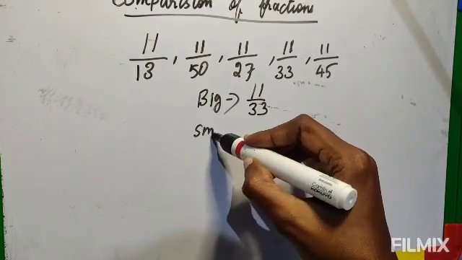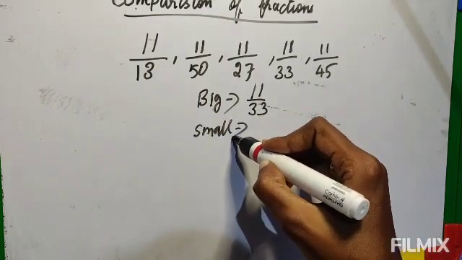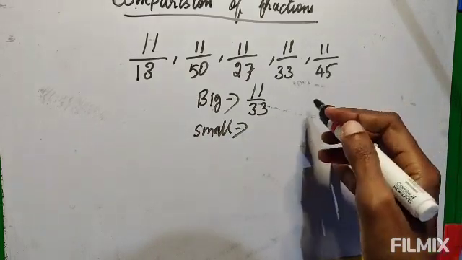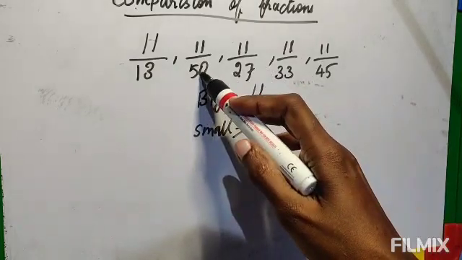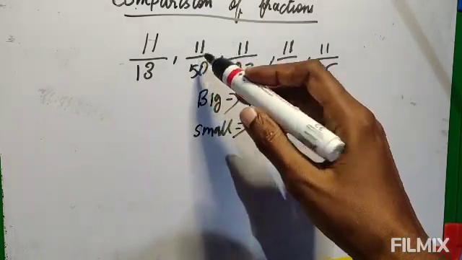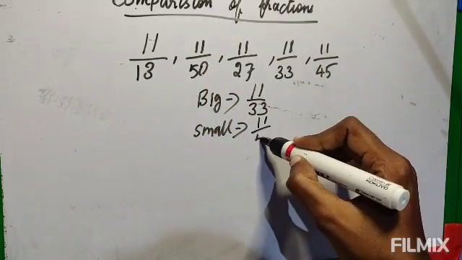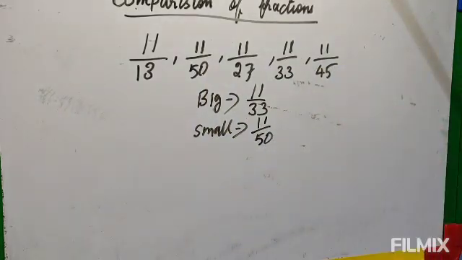Again, small fraction. So small fraction means which is having a bigger denominator, that is the small fraction. Okay, so here the bigger denominator is 50. So 11 by 50 is the smaller fraction.